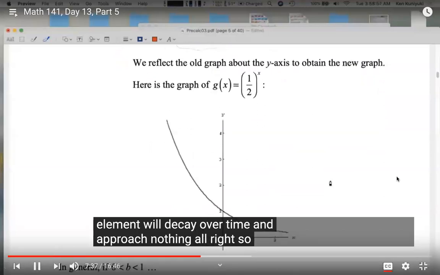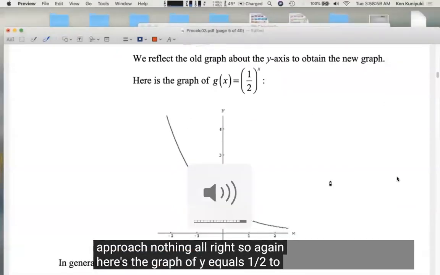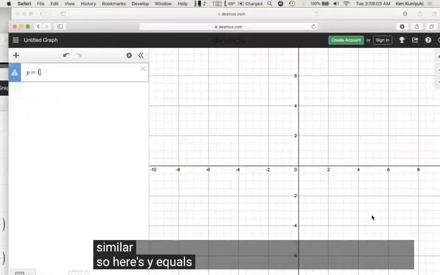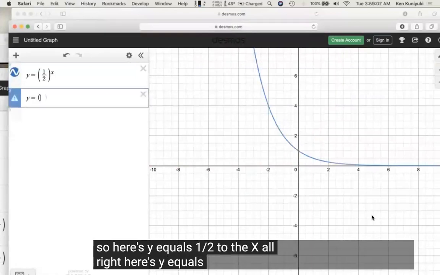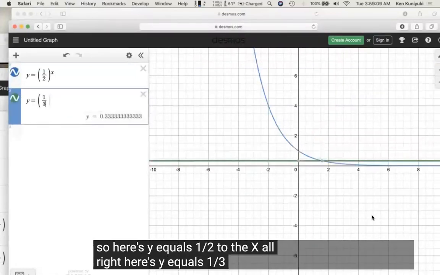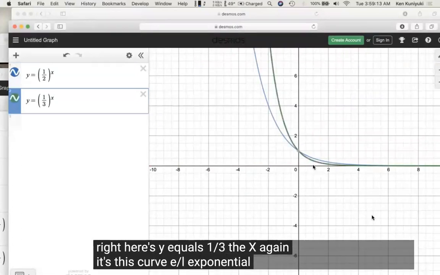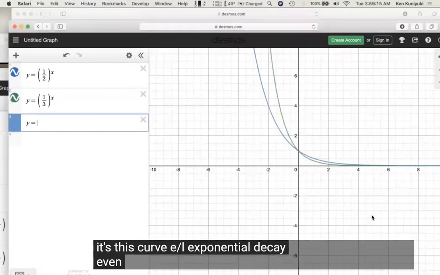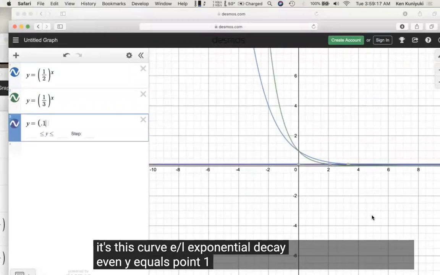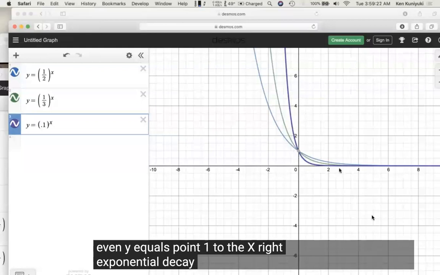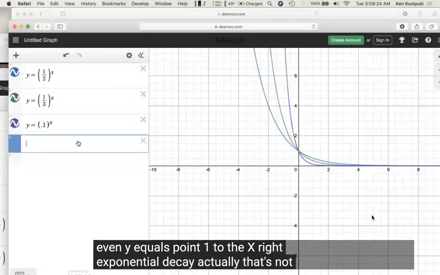All right. So again, here's the graph of y equals 1/2 to the x. But there are other graphs that look similar. Here's y equals 1/3 to the x. Again, it's this curvy L, exponential decay. Even y equals 0.1 to the x, right? Exponential decay. Actually, that's not so surprising.